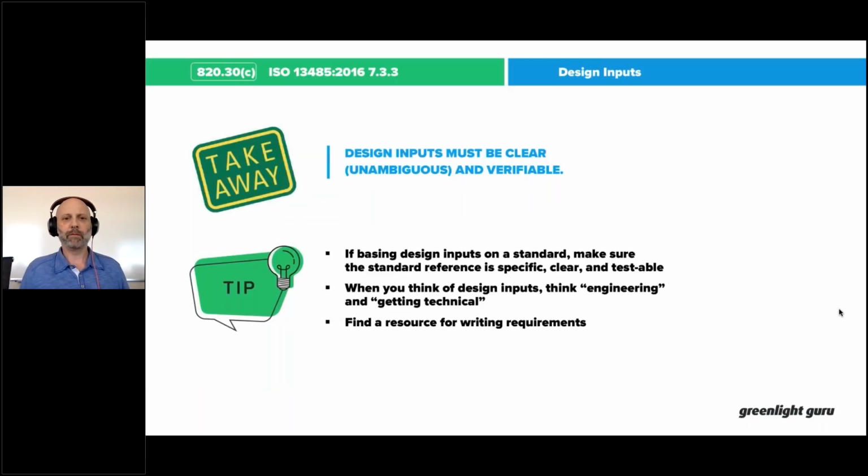Now, a couple of rules, if you will, about design inputs. They have to be clear, unambiguous, verifiable. What does that mean? Think of it in a way that I need to be able to, at some point in time in this development effort, demonstrate that the device that I develop meets my requirements.